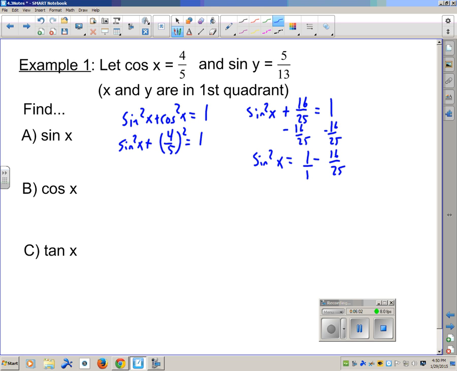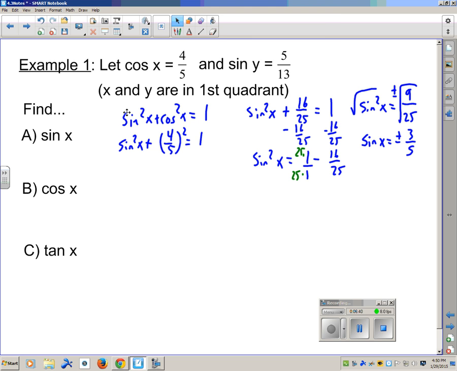I now need to get a common denominator. My common denominator is going to be 25. I can go ahead and subtract my numerators up there. So I get sine squared x equals 25 minus 16, there's 9, and then I write down my common denominator. So just like your homework from last night, now you can go ahead and take the square root of both sides. And don't forget the plus or minus in the front. So we get sine x equals square root of 9, there's 3, square root of 25, there's 5.